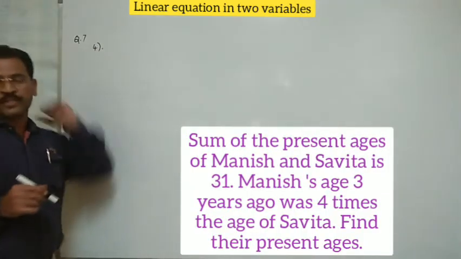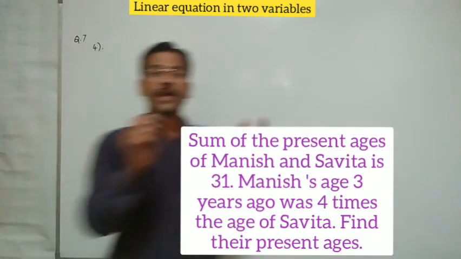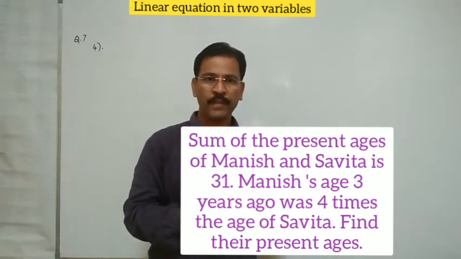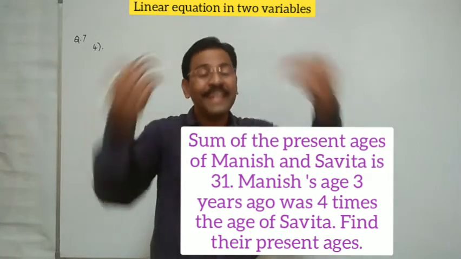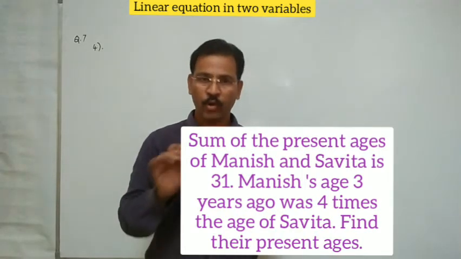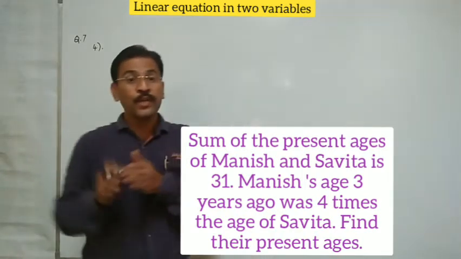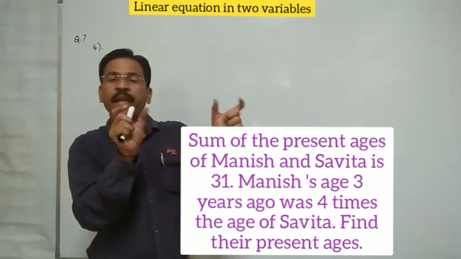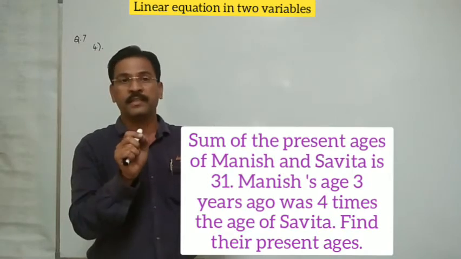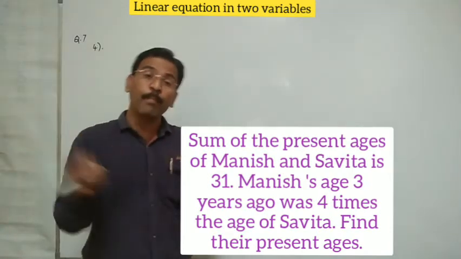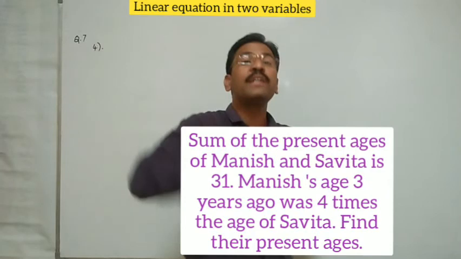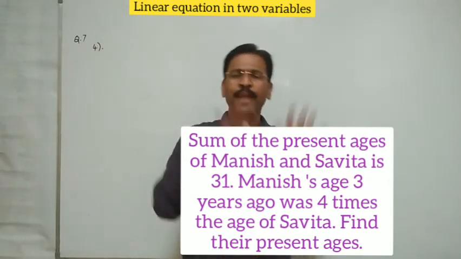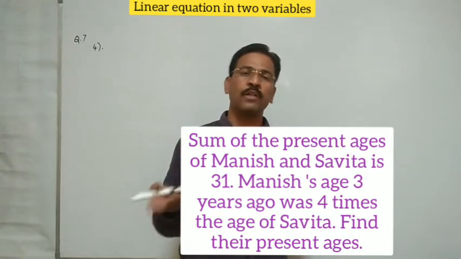See friends, in the fourth sum, what is given to us? There are Manisha and Savita, the two persons. Then the sum of their present ages is 31. And in the second condition, 3 years ago means we have to subtract 3 from both of the ages. 3 years ago, Manisha was 4 times the age of Savita. So by using these conditions, we can solve the example.